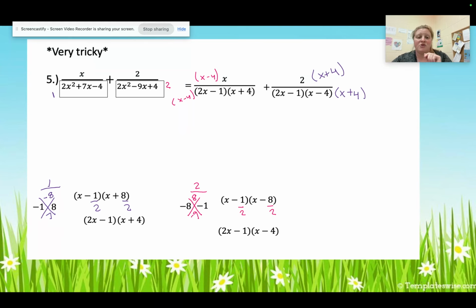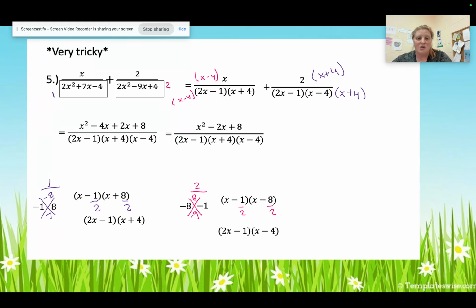So we do a little bit of distributive property, and then we're going to combine our like terms. And we would normally try the X method for the top, but there's nothing that's going to make 8 and -2, so we are done.